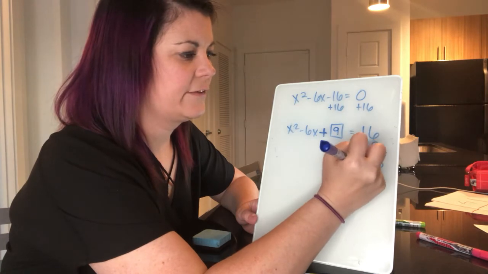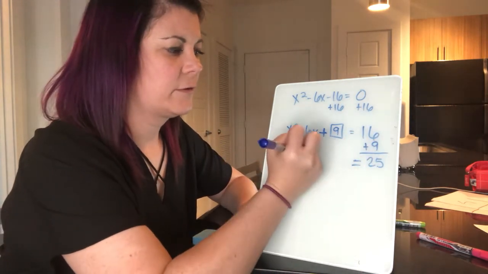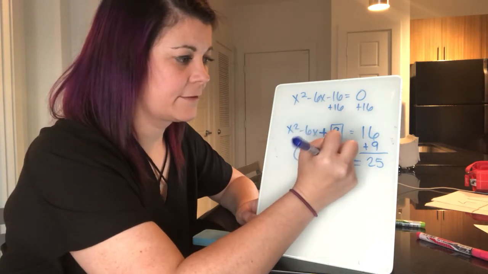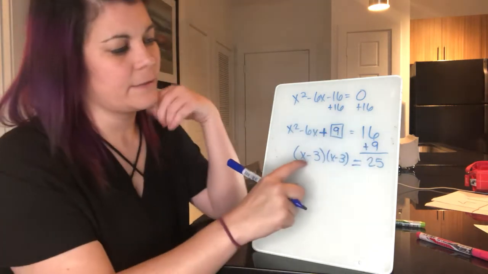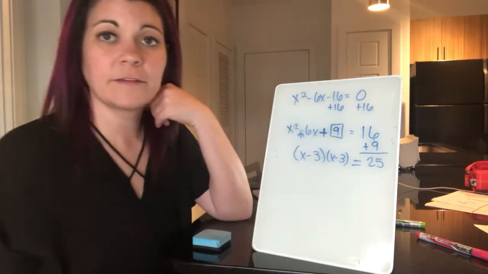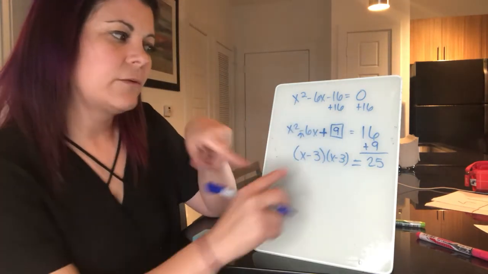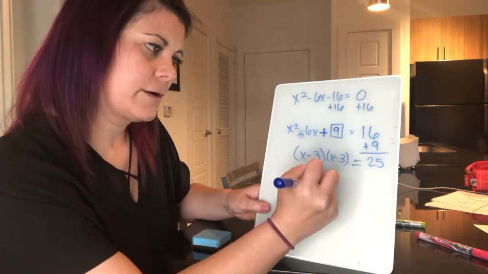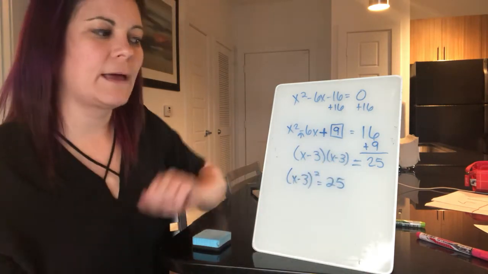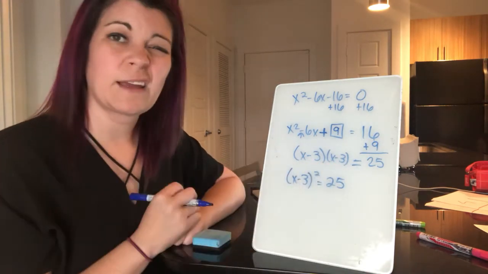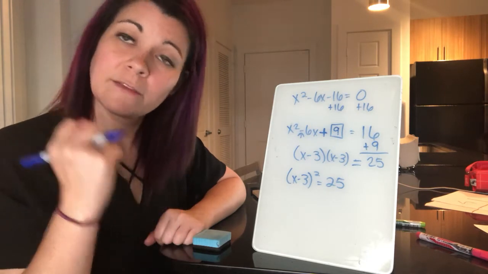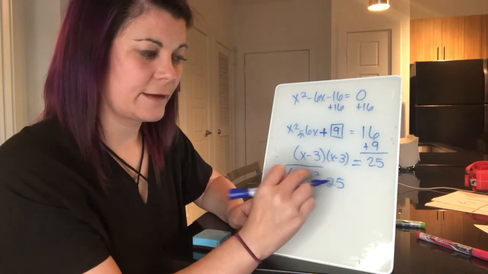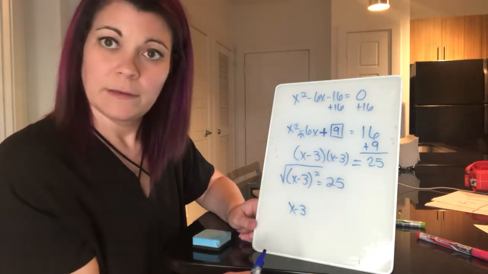Okay, so in this case, we can factor this. It'd be x minus 3 times x minus 3. And the reason why it's minus is because the middle term has a subtraction. We can rewrite this as x minus 3 to the second power, because we're still solving, equals 25. And since this is to the second power and we only want one of them, we're going to take the square root. So when you take the square root of x minus 3 to the second power, you just get one of them, x minus 3.